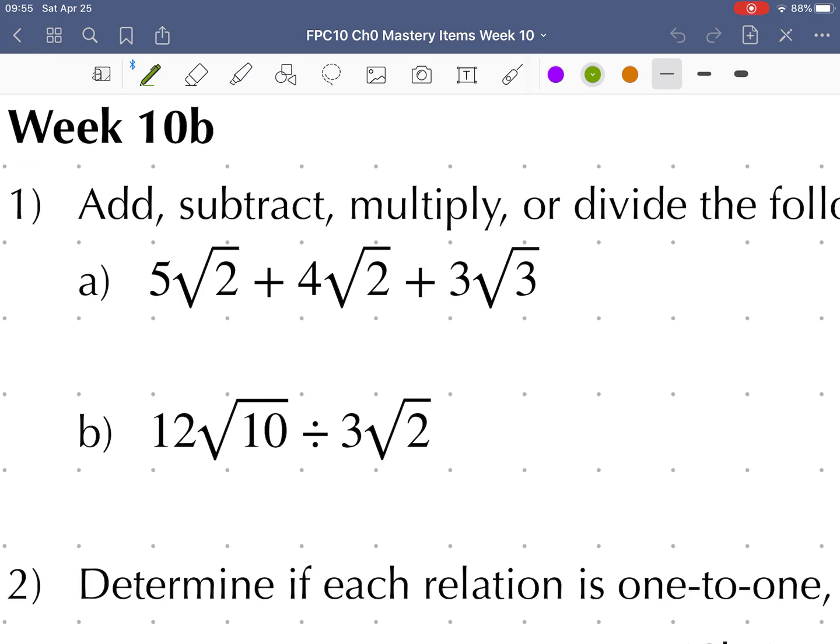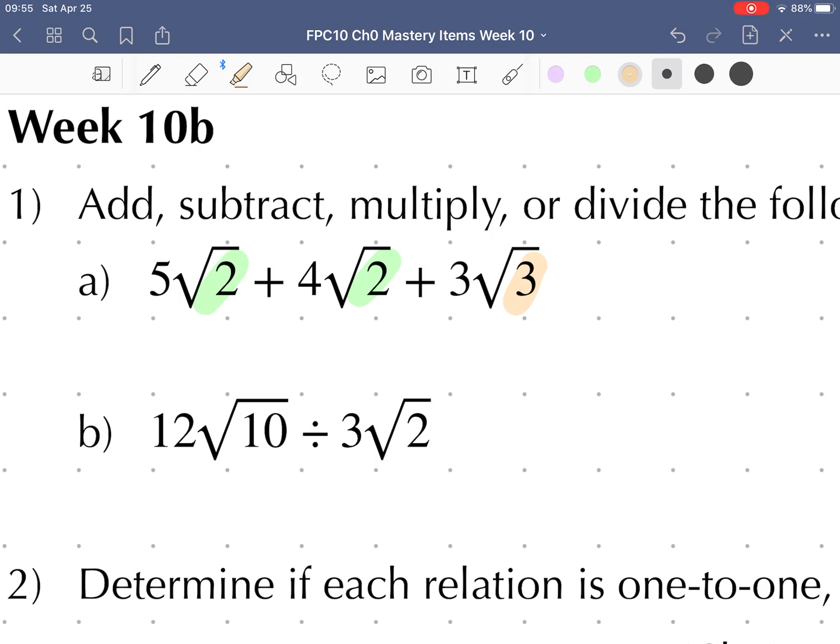Alright, so we can add roots if they have the same radicand. So in our first one here, we can see that this has a radicand of 2 and this one has a radicand of 2, so we can add those two together. However, this one over here has a radicand of 3, so it cannot be combined.